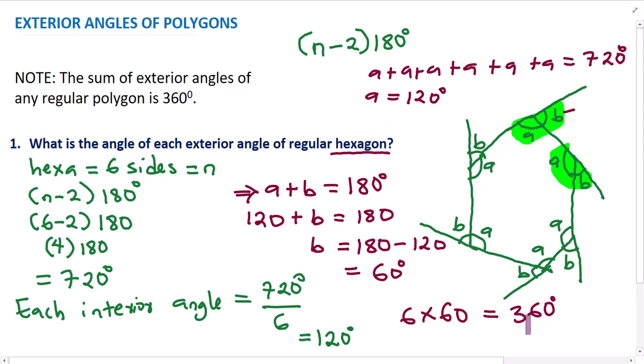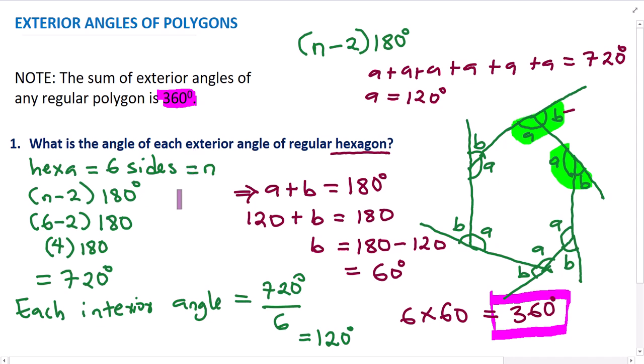The reason is that we said the sum of exterior angles of any regular polygon is 360 degrees. And as you can see, when we solved, we are able to get 360 degrees.